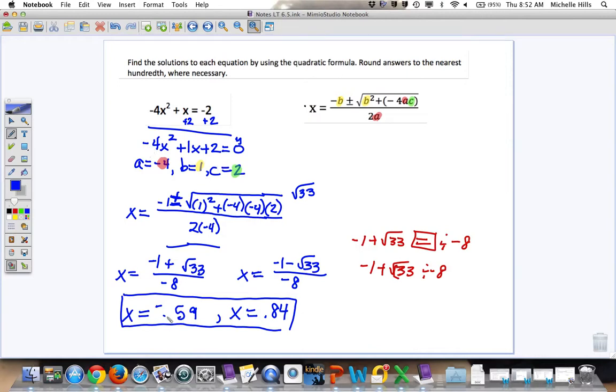It crosses the x-axis at -0.59 and positive 0.84, and then I also know if I put 0 in for x, this part becomes 0, this part becomes 0, and the y is 2. So the point 0,2, which is on the y-axis, is on this parabola, which means it crosses the y-axis at positive 2.